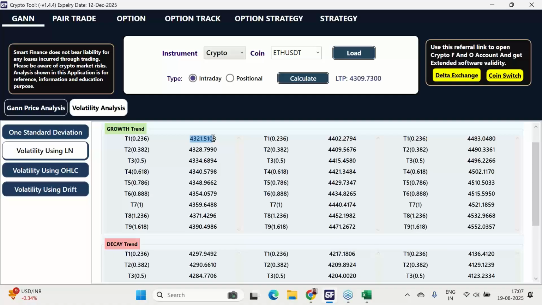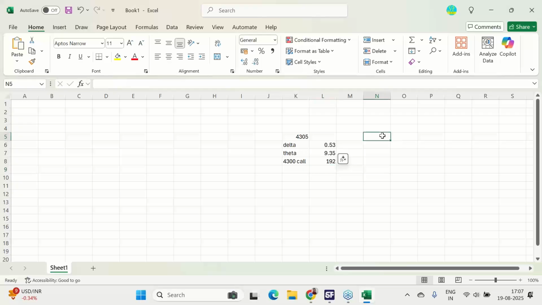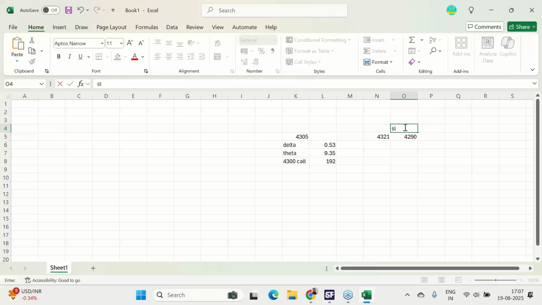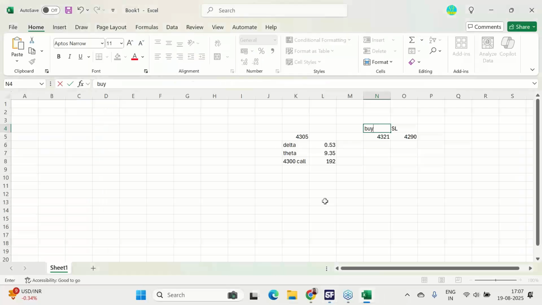We will be buying a call option at 4321. Currently we have taken an estimation when it was at 4305. So our buy entry is at 4321, and the stop loss is 4290. For options, you keep a slightly wider stop loss. If this buy entry happens, intermediate targets will be there, but 4340 is the appropriate target.